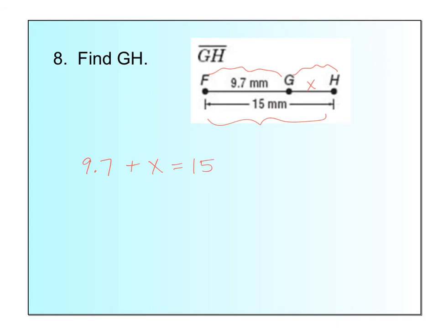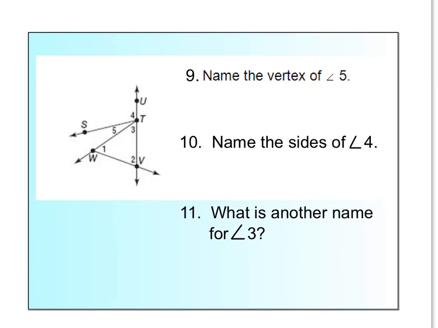How do I solve this? Basically, just subtract 9.7. So if I type in my calculator 15 minus 9.7, I get 5.3. And you definitely should label millimeters. One more time, please pause and try 9, 10, and 11.